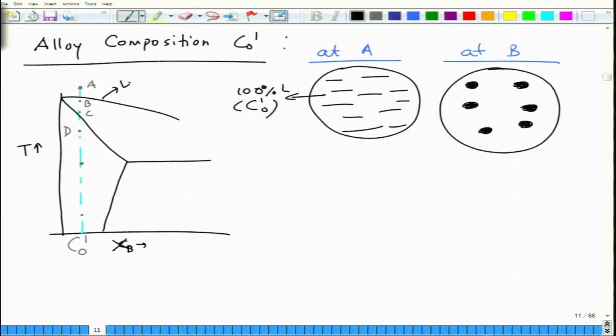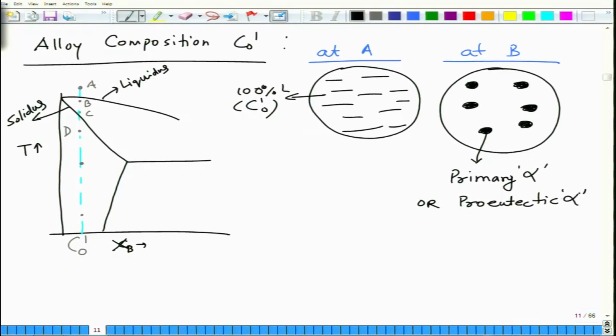so this is liquidus and this is solidus. Okay, it is formed after the liquidus but before the solidus. So this is called as primary alpha. And in the eutectic phase diagram, you call it pro-eutectic alpha. But in this case, since we are away from, so this is where the eutectic composition will end.